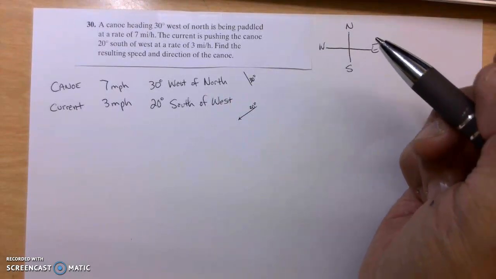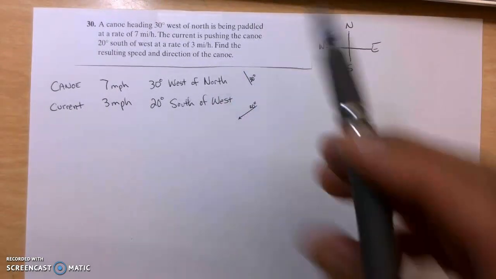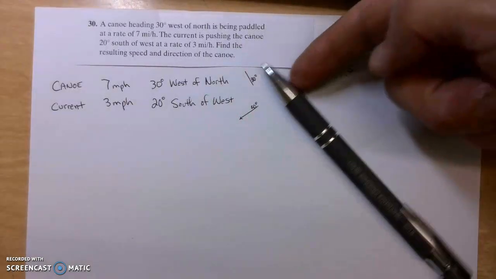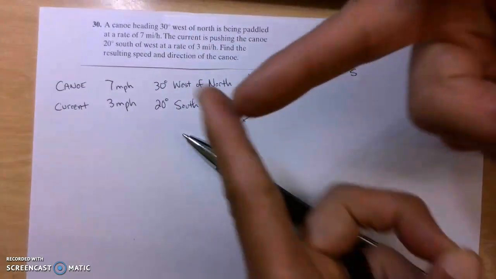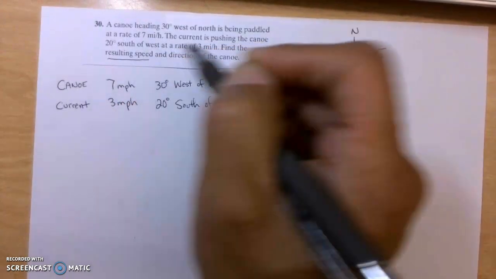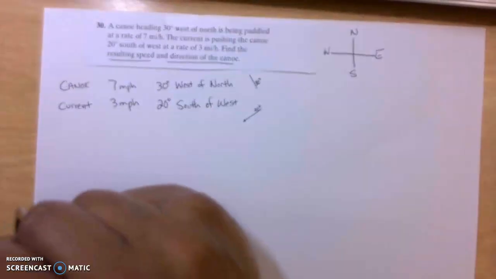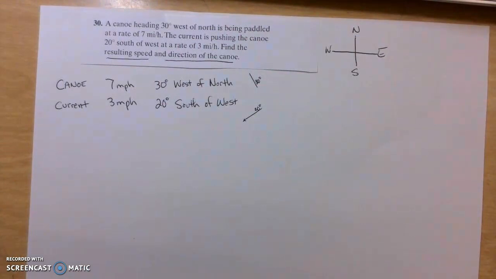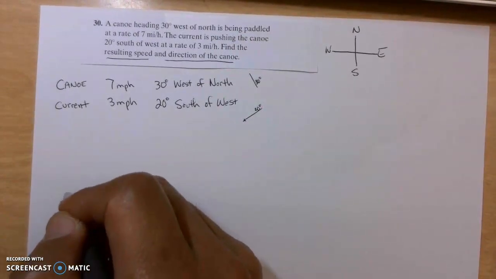All right. So now you've got a canoe going this way. You've got current pushing it this way. What is the result? What is the overall effect, and the direction of the canoe? So let's try to just draw this as vectors here.